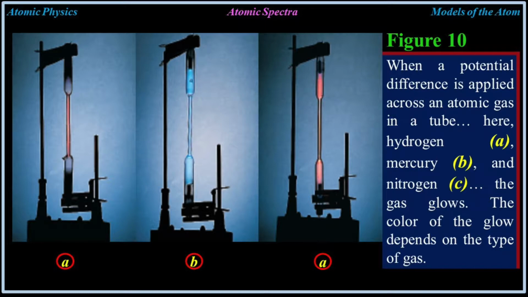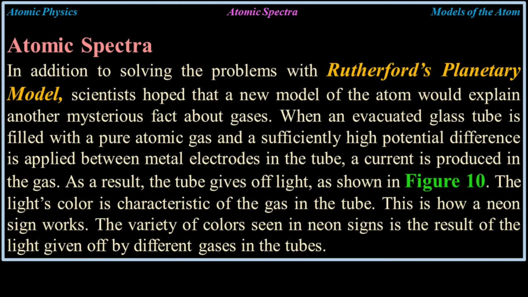Figure 10 shows what happens when a potential difference is applied across an atomic gas in a tube. Here, hydrogen A, mercury B, and nitrogen C. The gas glows. The color of the glow depends on the type of gas. You can use goggles to see the spectrum of these elements. Atomic spectra. In addition to solving the problem with Rutherford's planetary model, scientists hoped that a new model of the atom would explain another mysterious fact about gases.